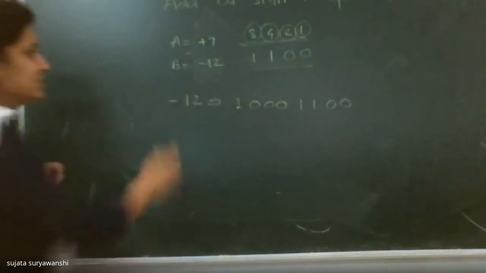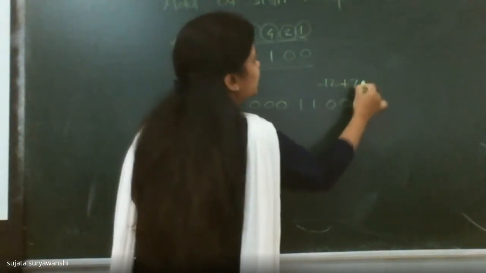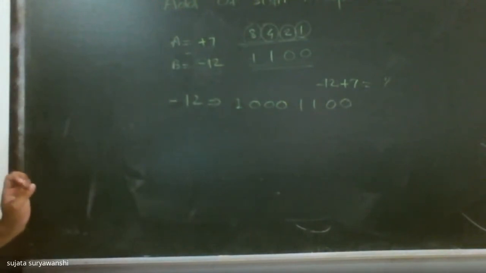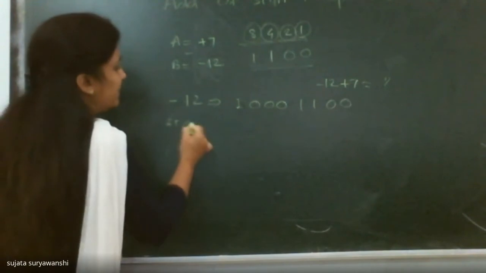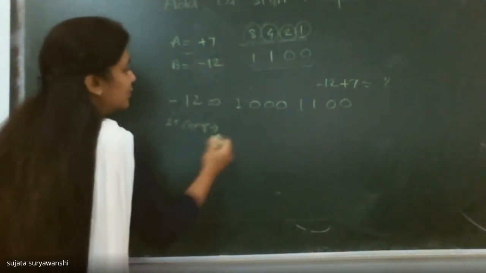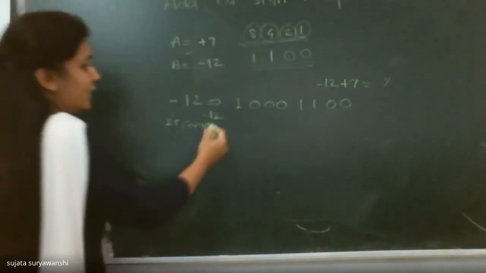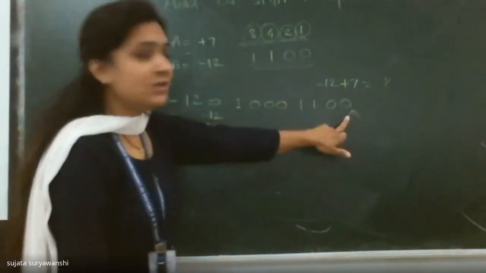Okay? But this is not sufficient, as you have to perform the minus 12 plus 7 operation and find out the value of this addition. So for that, you have to find out the 2's complement of 12 first to get negative 12. So how to get the 2's complement of 12? Again start with the LSB bit. Here this is your LSB bit.